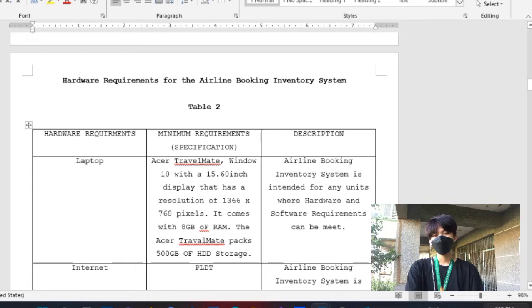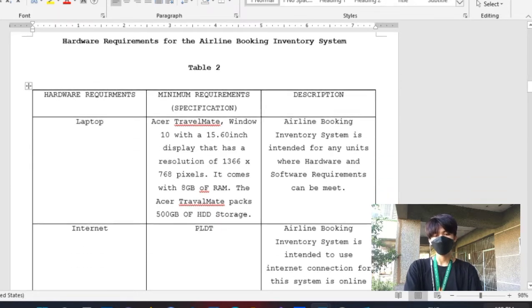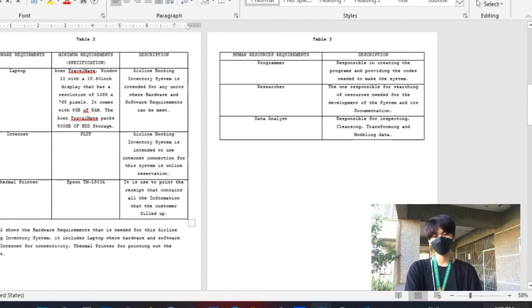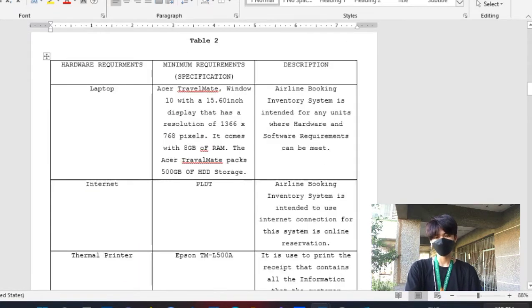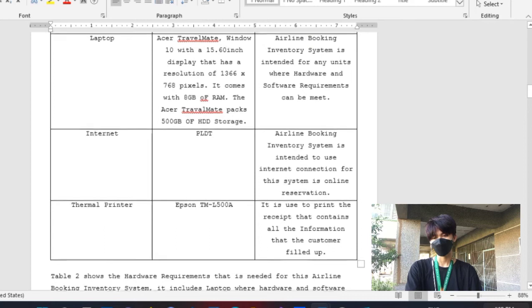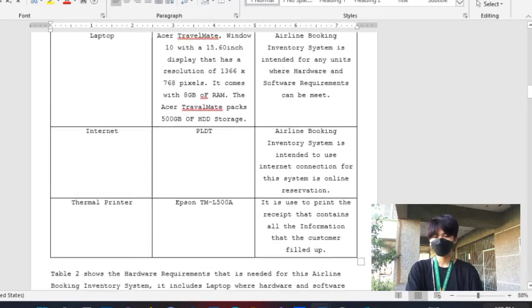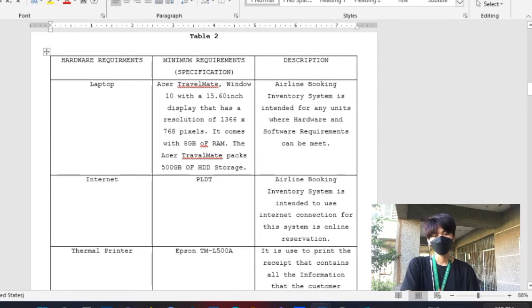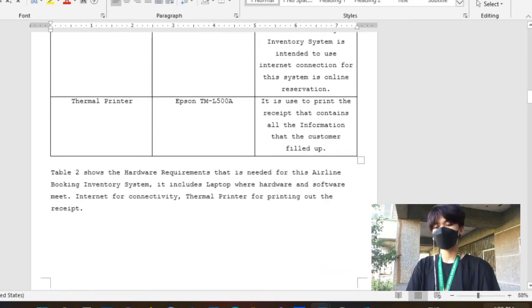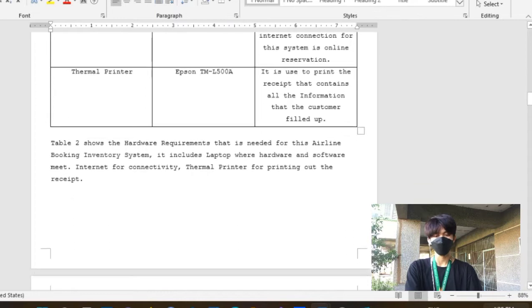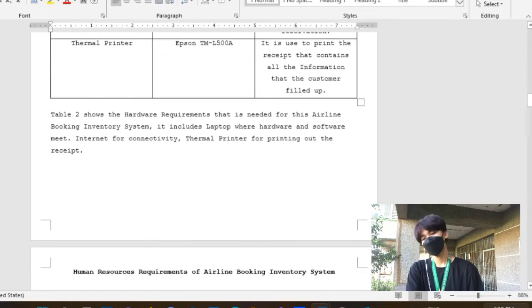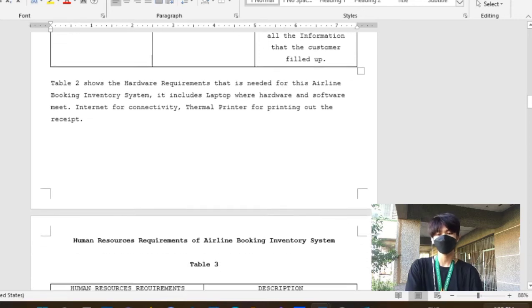So the hardware requirements for the airline booking inventory system are a laptop, of course, the internet, and the thermal printer. Here are the minimum requirements and description. In table 2, it shows the hardware requirements needed for this airline booking inventory system. It includes a laptop, where the hardware and software meet, internet for connectivity, and a thermal printer for printing out the receipt.